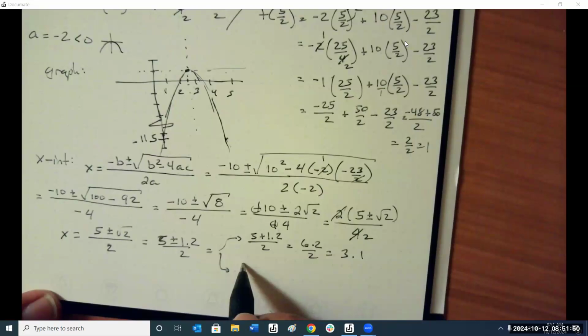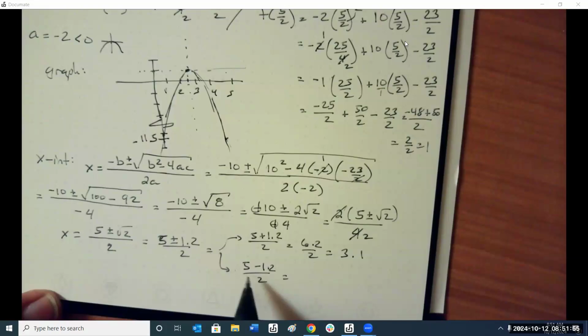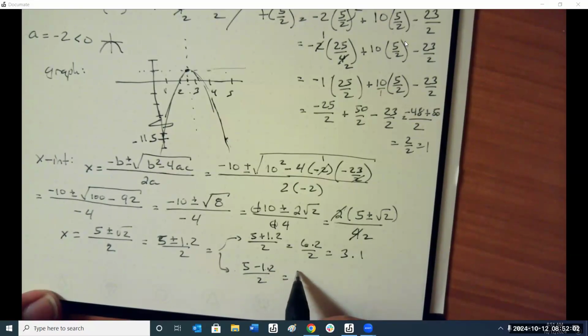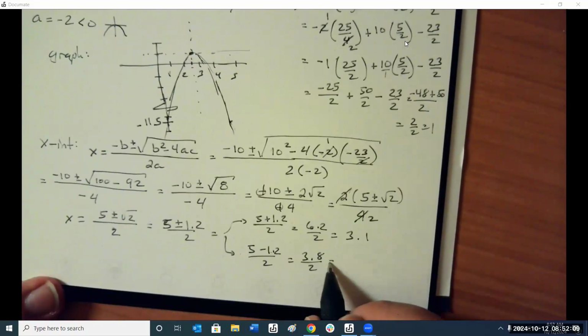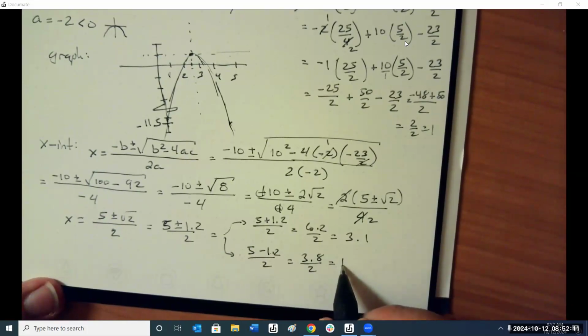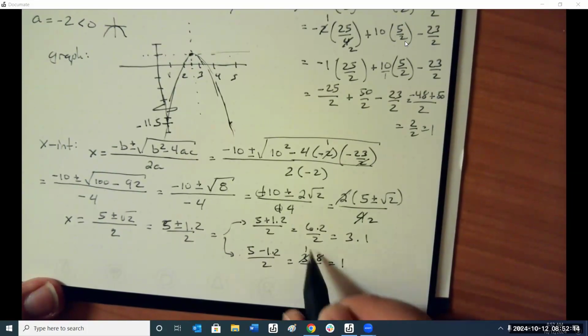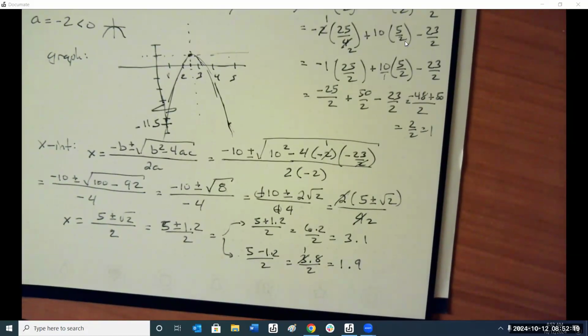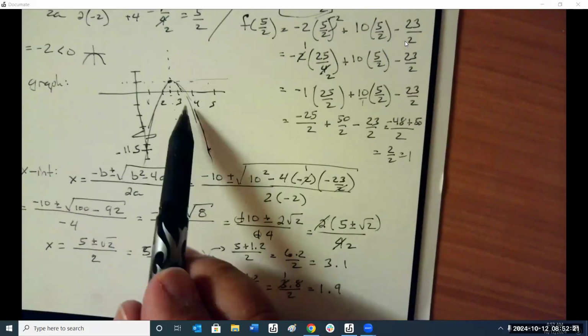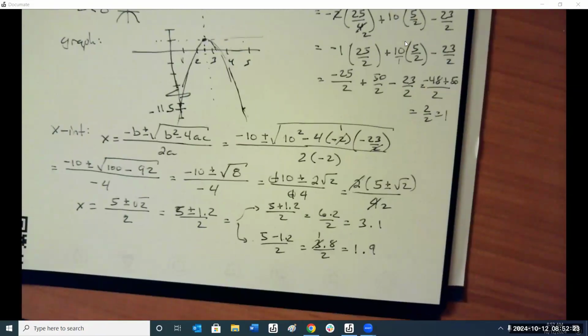Then on the bottom, we have 5 minus 1.2 over 2. 5 minus 1 is 4, minus 0.2, so it's 3.8 divided by 2. 2 goes into 3 once with 1 left over. 2 goes into 1.8 0.9 times. So it's just above 3 and just below 2, which is exactly what our graph looks like.